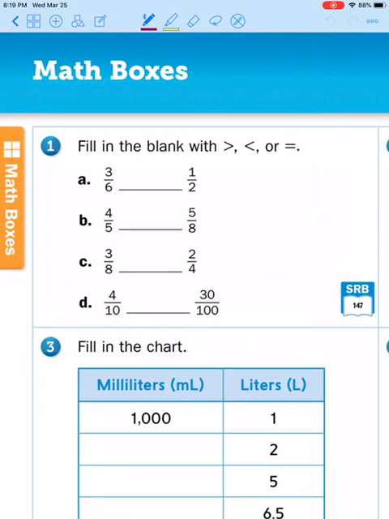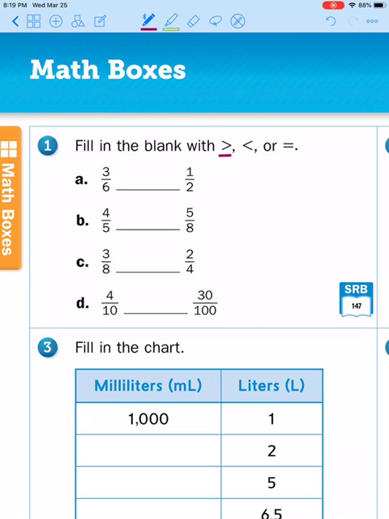Alright, let's look at number 1. It says fill in the blank with greater than, less than, or equal to. A, is 3/6 greater than, less than, or equal to 1/2? Well, we know that 3/6 and 1/2 are equivalent fractions, so 3/6 is equal to 1/2. Remember, the closer that these fractions get to the whole, the bigger the fraction is.